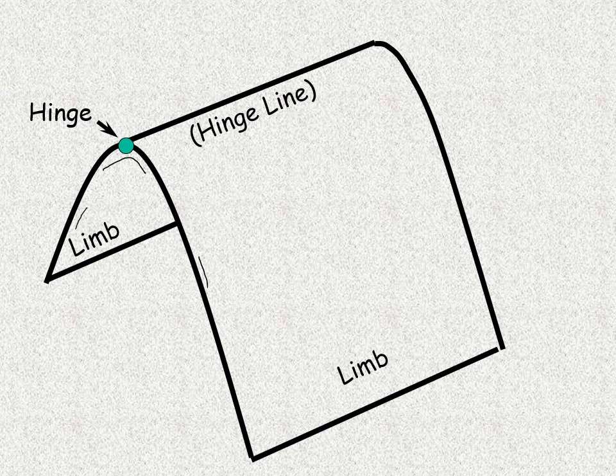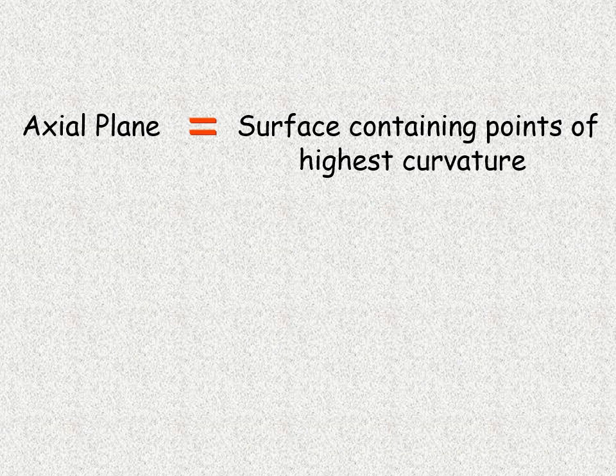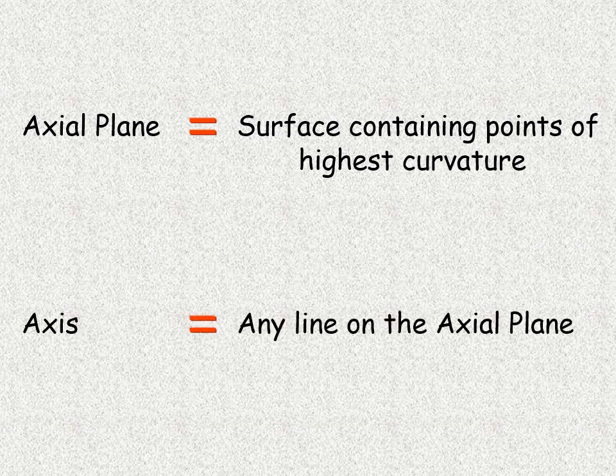Now if you draw an imaginary surface right through the middle of this fold, so let's draw a dashed line like this, that is an imaginary surface we call the axial plane. Any line on the axial plane is an axis. So that is an axis, that's an axis, as any line is an axis. But the hinge line is a very specific line, and that is the top of the fold in this case, or the line where the rocks have bent. So these are the terms that we use to describe a fold. Let's define the axial plane as the surface containing all the points of highest curvature for all layers. And an axis is a line drawn on the axial plane.